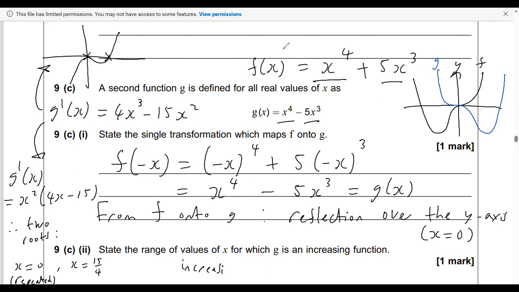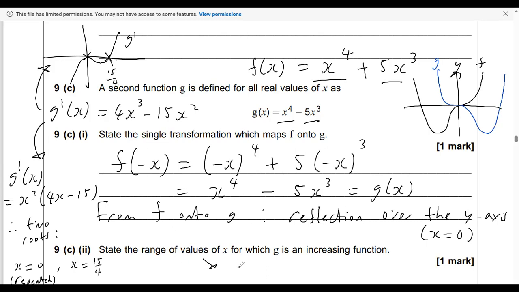Sorry, my bad. Ignore that. No, that's wrong. Sorry, my bad. So this first derivative, this g dash, is greater than 0. It's positive. The graph here is positive when x is greater than 15 over 4.